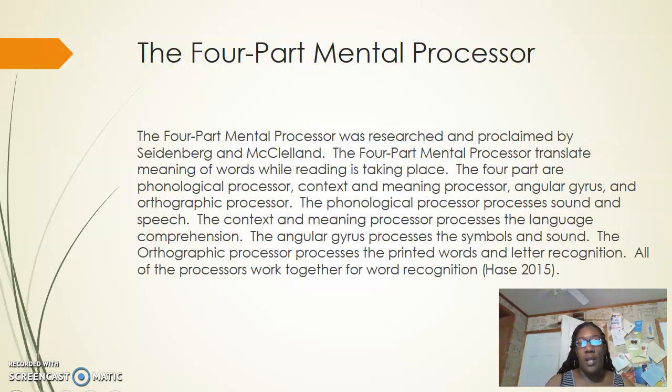The four-part processor is basically the different processes that your brain processes as you're reading. So if a person doesn't have a process that's processing, then they don't have that particular part that's enabling them to understand or giving them the capability to read.